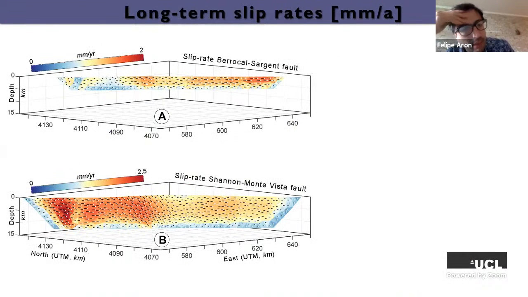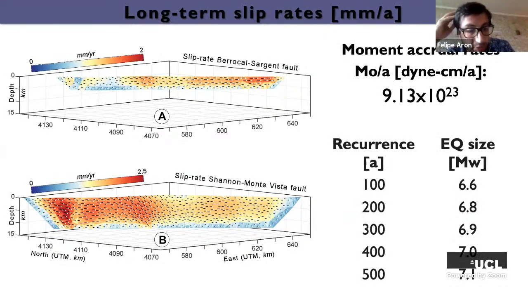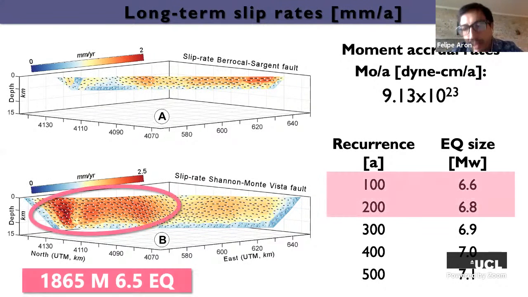Next slide. And then, as you can see, we can solve for the slip rates, which are very fast in this area. And then, as we assume, we can also transform that to moment accrual rates. And if we assume a slip predictable model and a specific recurrence time, that gives an expected magnitude. Knowing that an earthquake in 1965 occurred right there in that patch, the next one, if it happens, this is 150 years ago, could have the magnitude according to our model that you can see in that table.